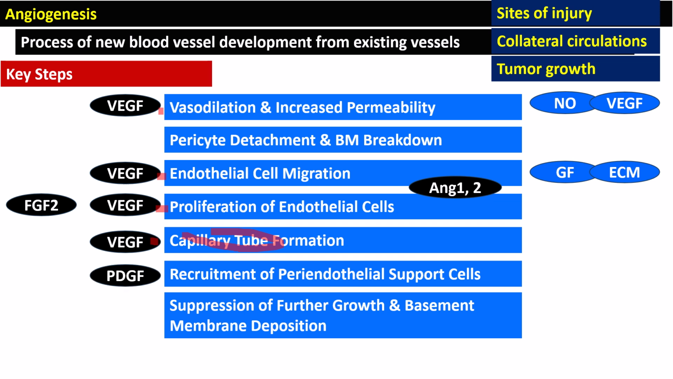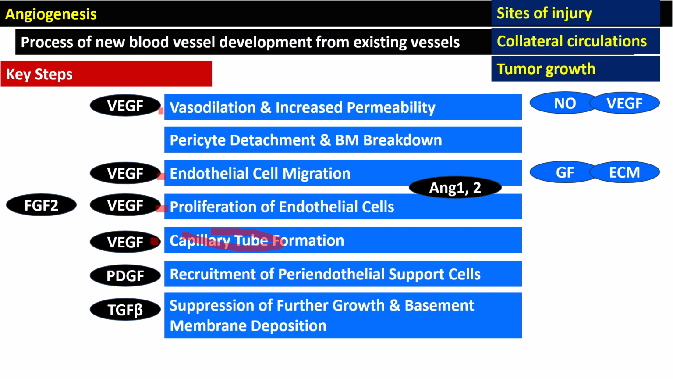The platelet-derived growth factor specifically acts in the step of recruitment of peri-endothelial supportive cells. It also recruits smooth muscle cells or pericytes. Then transforming growth factor beta suppresses further growth once there is an interaction between the endothelial cells and the pericytes. It suppresses further growth and it suppresses migration also. It also enhances production of the extracellular matrix protein.